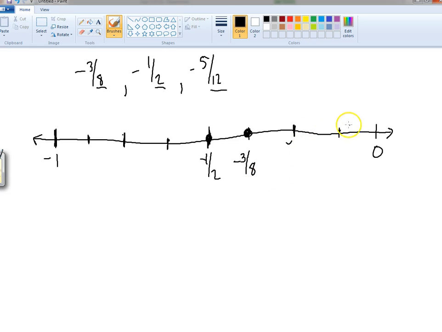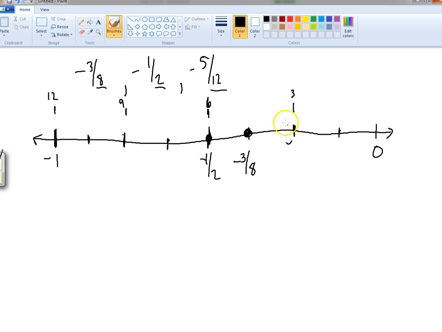Okay, last but not least, negative 5/12 is the next number we need to figure out. Now, halfway between 0 and this is going to be 12, we need to figure out the halfway point. Well, half of 12 is 6, so this is 6 this time. I'm actually going to write 6 so we can keep track of it a little easier. So this is 6. Now, halfway between 0 and 6 is 3. Halfway between 6 and 12 is 9.